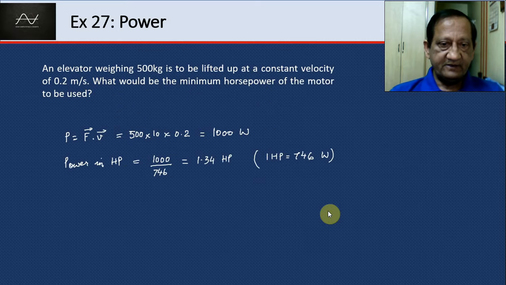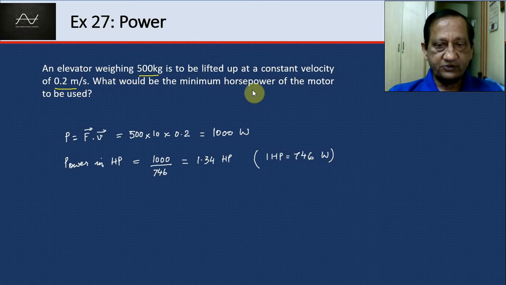Next, an elevator weighing 500 kg is to be lifted up at a constant velocity of 0.2. What would be the minimum horsepower? Well, power is force dot velocity. Force and velocity are in the same direction. Force is weight.